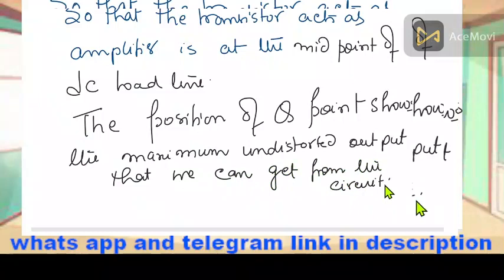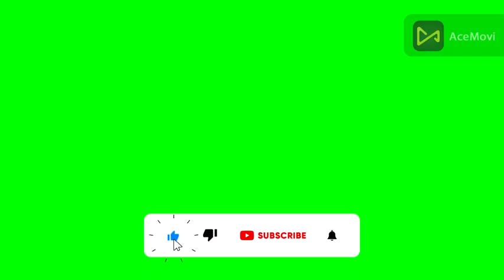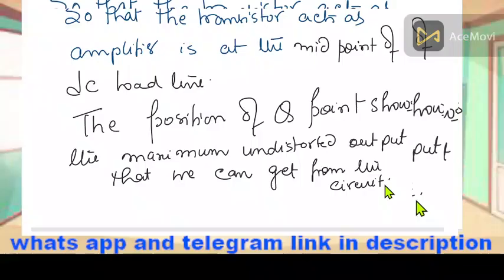So we will study in the next lecture how this position of the Q point determines the shape of the output signal, the form of the output signal, because we want proper amplification, not improper amplification. So what is proper amplification, or more correctly, faithful amplification? We will study these things in the next lecture.